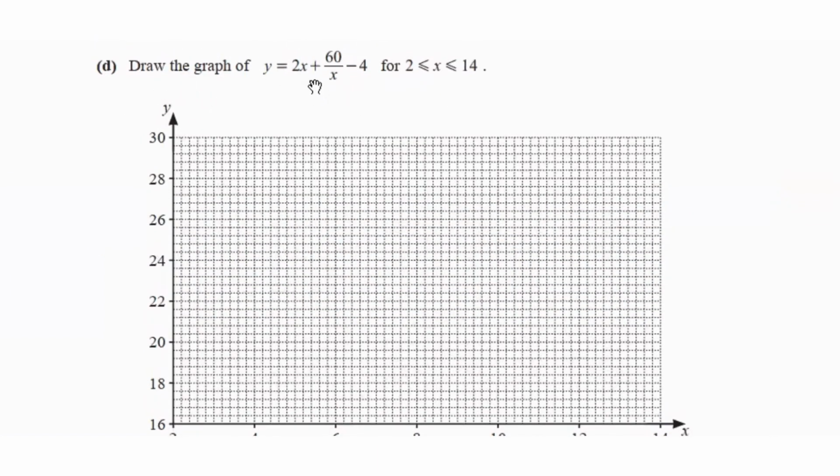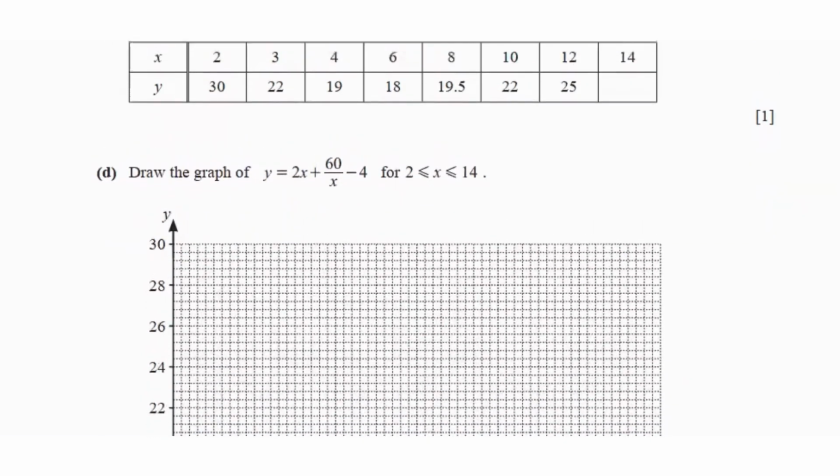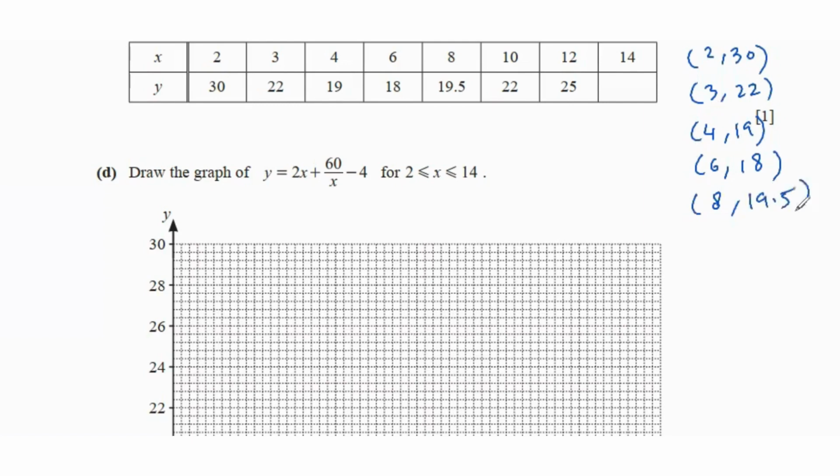Then it says draw the graph of y equals 2x plus 60 over x minus 4 for 2 to 14 values of x. So I'm going to write the coordinates separately first. So we have 2 and 30, 3 and 22, 4 and 19, 6 and 18, 8 and 19.5, 10 and 22, 12 and 25, and 14 and 28.3.